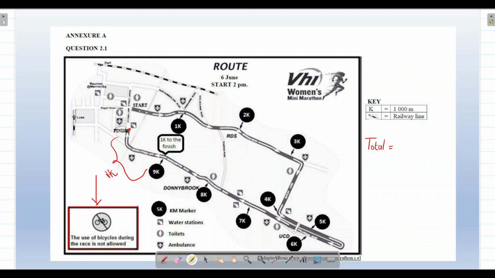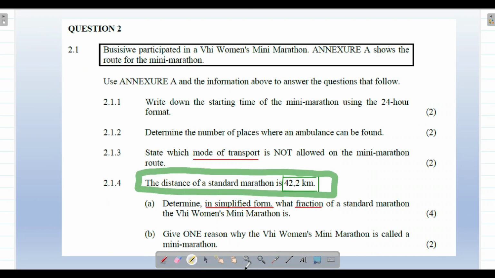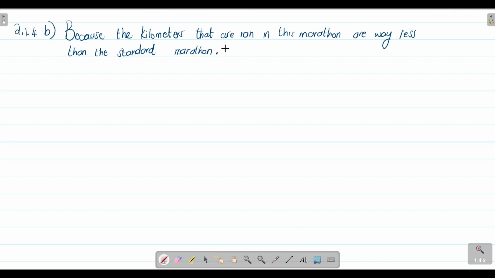standard. Okay, so the reason why they will call it a mini marathon is because the kilometers that are ran in this marathon are way less than the standard marathon. It's almost close to less than a half. So we can write that as an answer: because the kilometers that are ran in this marathon are way less than the standard marathon. Okay, so let's write that down. This is question 2.1.4b. Because the kilometers that are ran in this marathon are way less than the standard marathon. Okay, so you'll literally just get 2 marks for giving that answer.